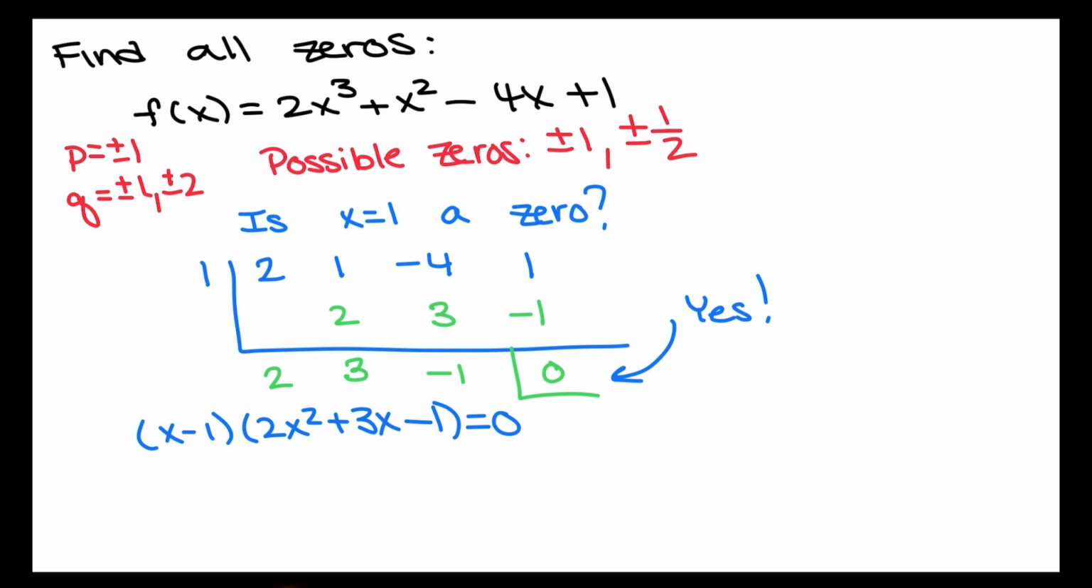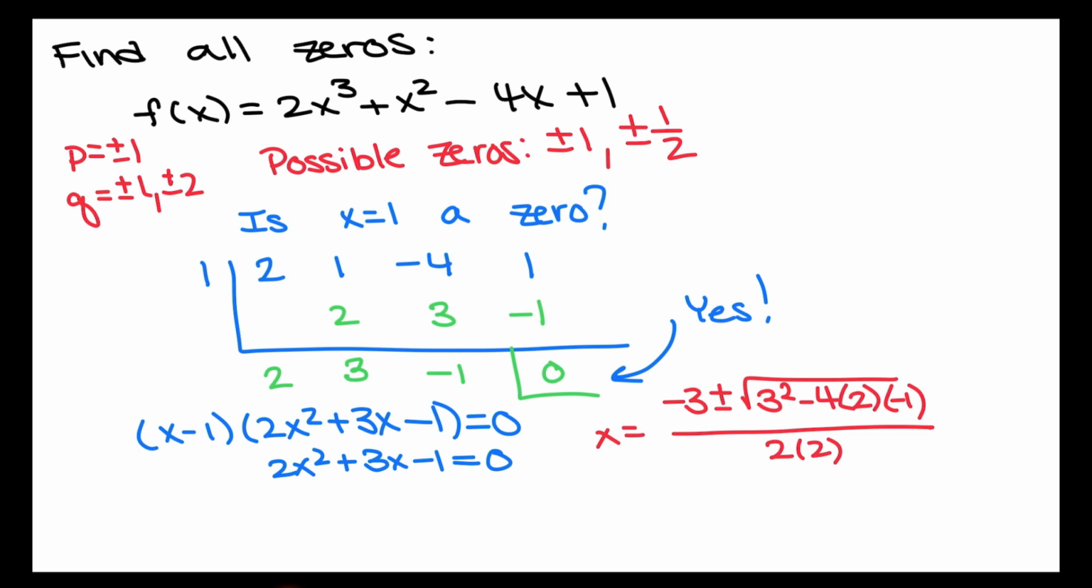And so that tells me I can factor my polynomial as x minus 1 times 2x squared plus 3x minus 1. And so if I want to find all zeros, I can set this factored equation equal to 0. And now I just have to solve 2x squared plus 3x minus 1 equals 0. I can try to factor this, but I don't think we can actually factor this one. However, it's a quadratic, and I can use my quadratic formula.